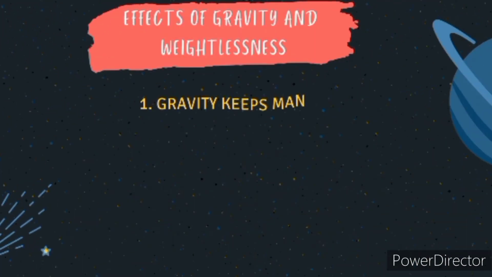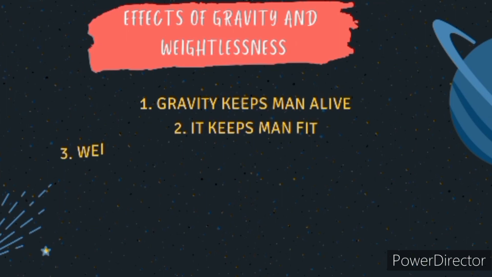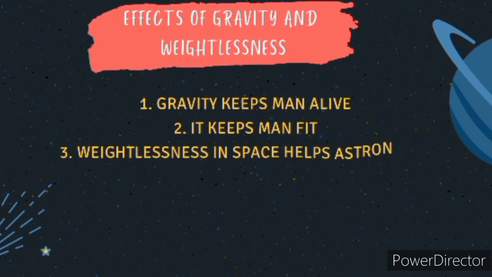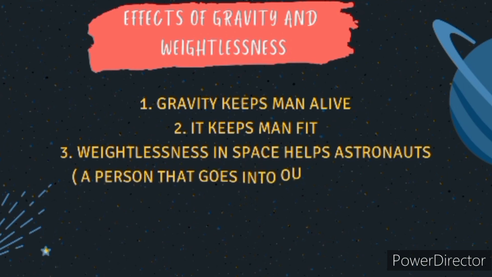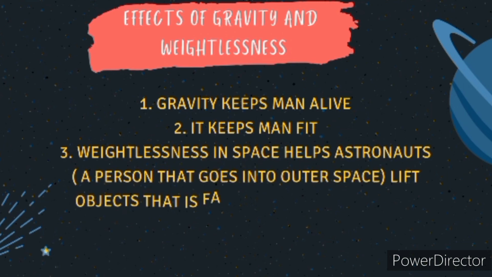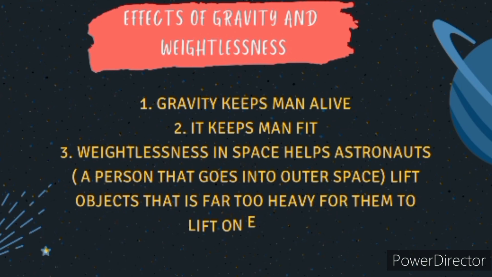All right, let's look at some effects of gravity and weightlessness. Number one, gravity keeps man alive because everything we do is as a result of gravity. Everything we do on Earth, so it keeps man fit. And weightlessness in space helps astronauts. An astronaut is a person that goes into outer space. So weightlessness in space helps astronauts lift objects that are far too heavy for them to lift on Earth. Do you know why? Remember, gravity in space is zero, which makes every heavy object light.